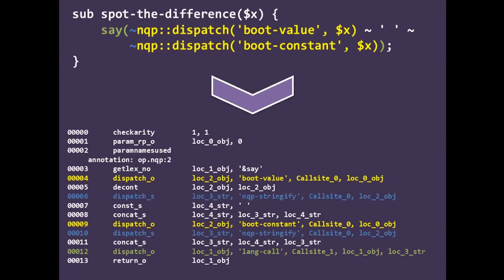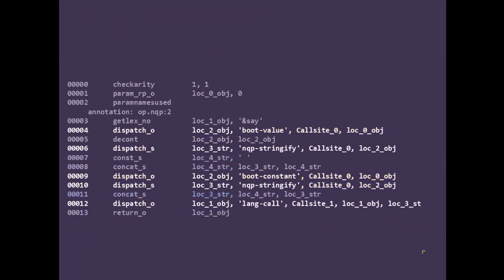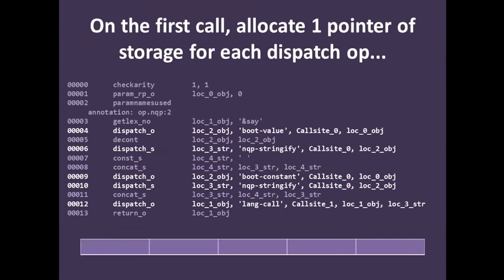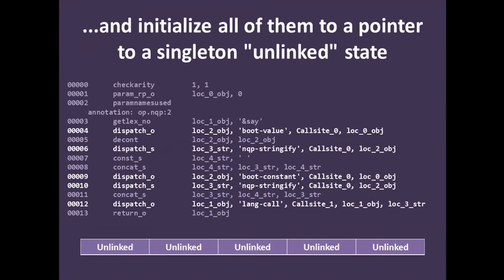Now, what actually happens when the virtual machine sees these? Well, the very first time we run this function, it goes through a process called bytecode validation, where it checks there's no go-tos out of bounds or any other weird invalid things. And for every dispatch op, it allocates a piece of storage. And into that storage, it sets a pointer to a singleton object, which is an unlinked state.